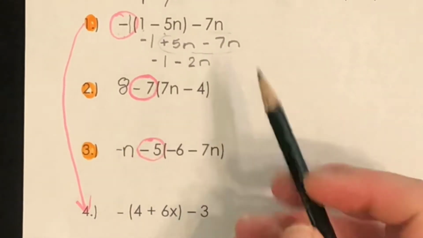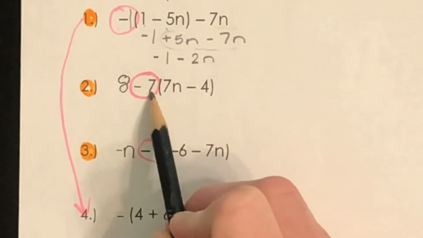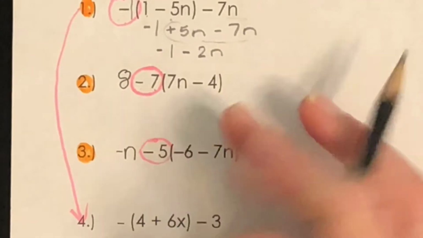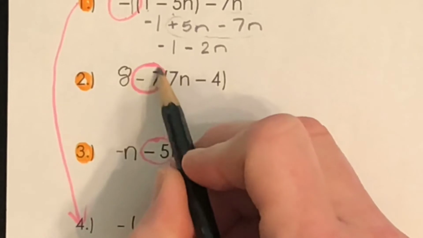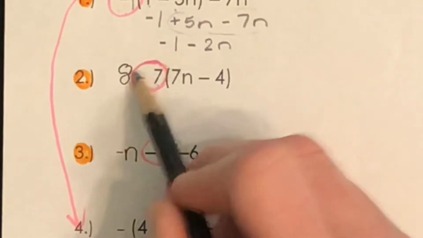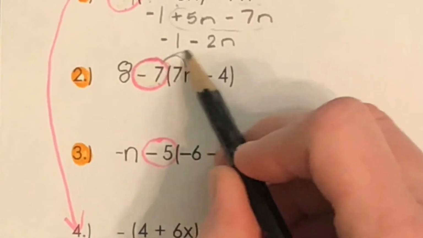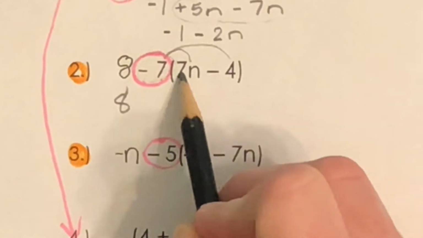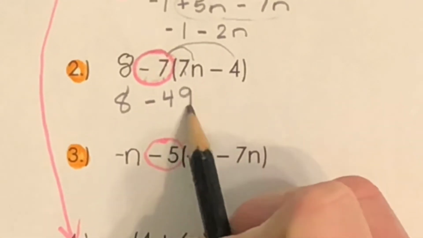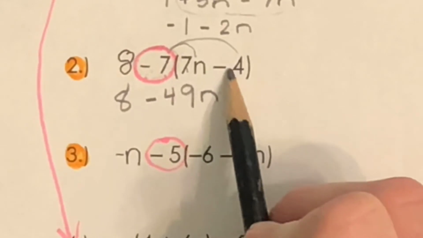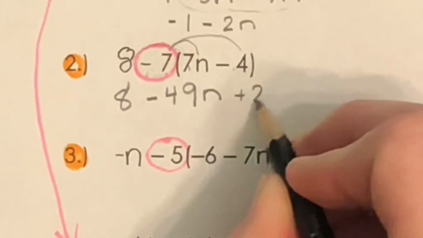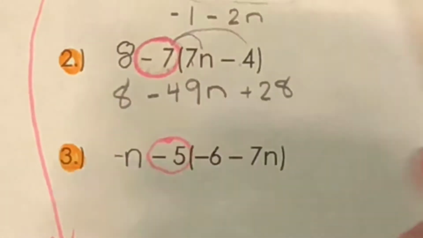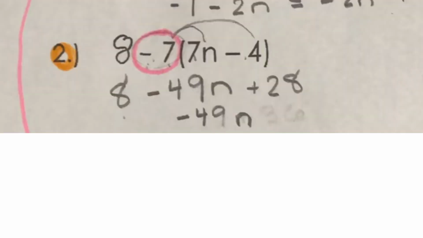Number 2, I'm subtracting 7, and then that is distributed along the parentheses. But since I'm subtracting 7, I'm going to catch that negative. So now it's -7 times 7n and times -4. We've got the 8. -7 times 7n is -49n. -7 times -4 is +28. I've got terms to combine, so I'll start with the n.